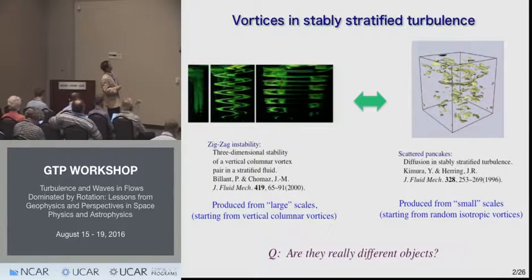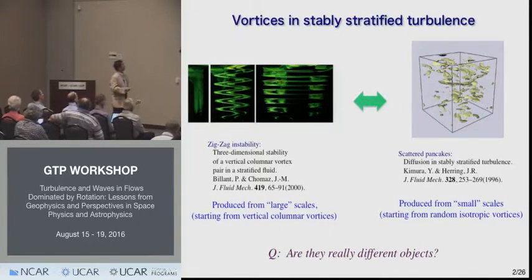First, the motivation is, if we put the rotation aside for a while, then there are two distinct vortices in stably stratified turbulence. One is produced by zigzag instability by Billant and Chomaz. Actually, zigzag vortices are produced from large scale, starting from vertical columnar vortices. The other one is the so-called scattered pancakes, produced from small scales, starting from random isotropic vortices. Well, actually, one naive question is, are they really different objects? And to answer this naive question is one of the motivations of my talk today.